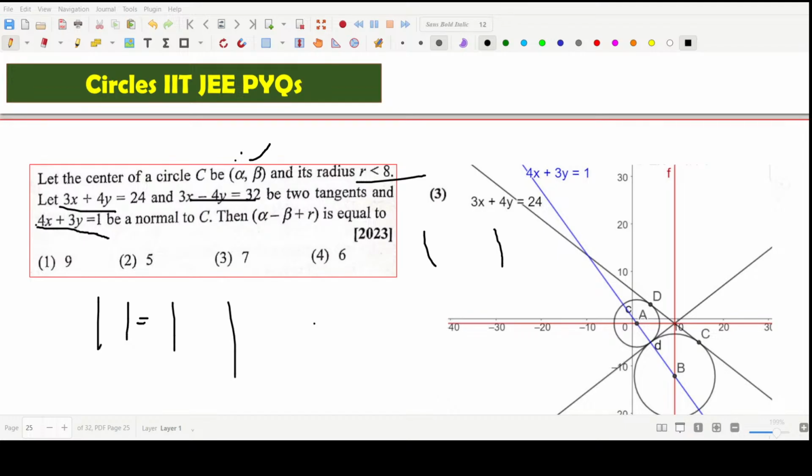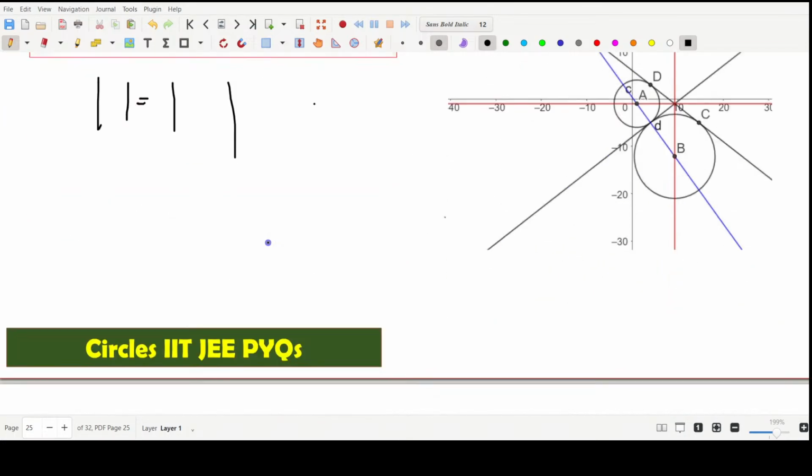Sir, is the answer 7? Seven you got, Nama? Yes, sir. 7 is the correct answer. Yes, Shreyas, sir. You? Yes, sir. Okay, very good.